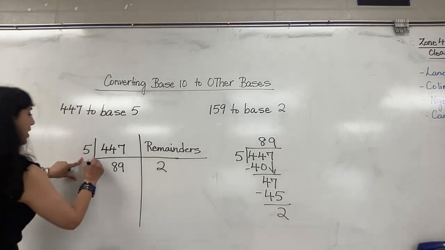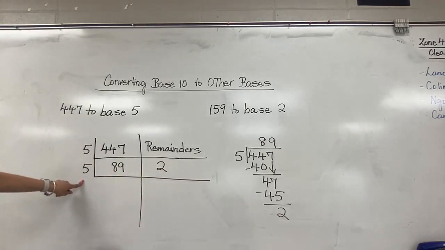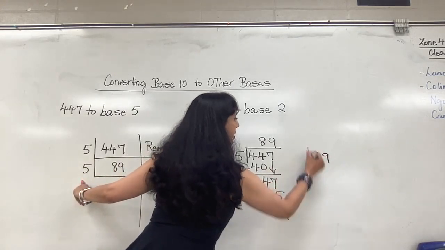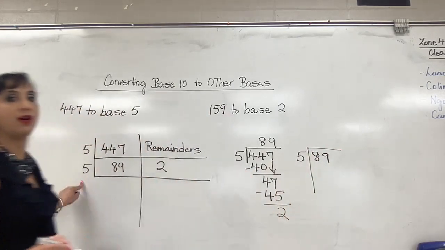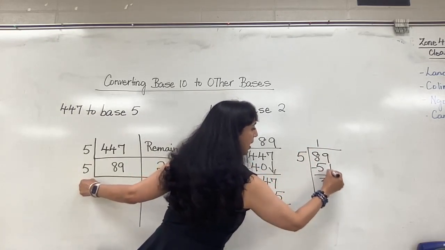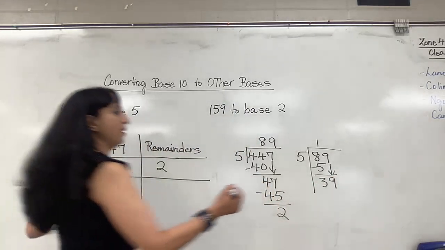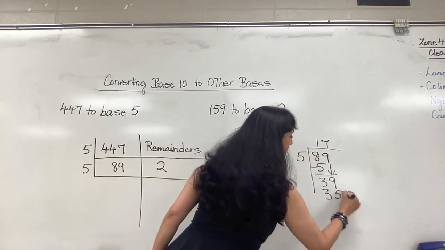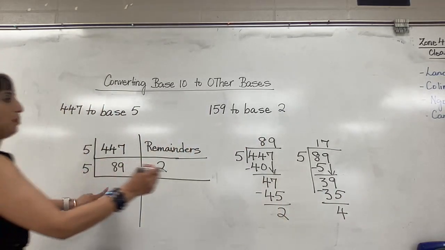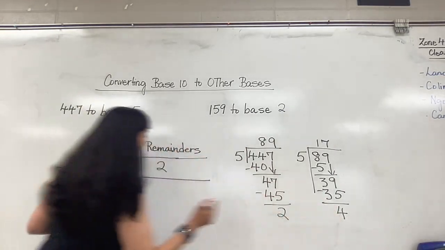Again, I keep dividing by base 5 because that's what we are dividing by. If I do 89 by 5, same thing: 89 divided by 5. 1 times 5 gives me 5, and I get 3, and I bring this down. Then 7 times 5 gives me 35, and I have a remainder of 4. Once again, I'm going to write this 17 over here, and the remainder I'm going to put over here.